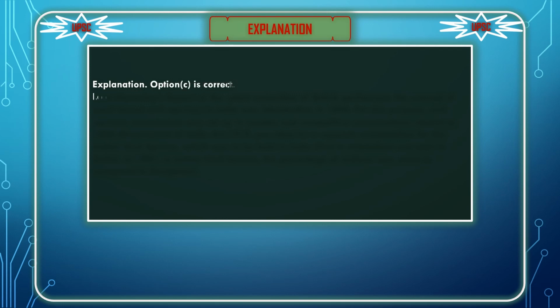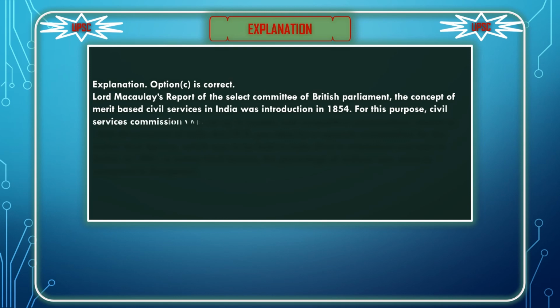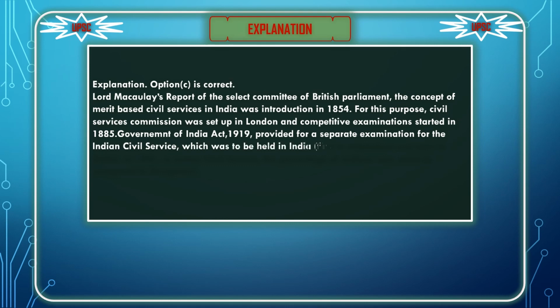Explanation. Option C is correct. Based on Lord Macaulay's report of the Select Committee of British Parliament, the concept of merit-based civil services in India was introduced in 1854. For this purpose, Civil Services Commission was set up in London and competitive examinations started in 1885. Government of India Act 1919 provided for a separate examination for the Indian Civil Service, which was to be held in India, first in Allahabad and later in Delhi.